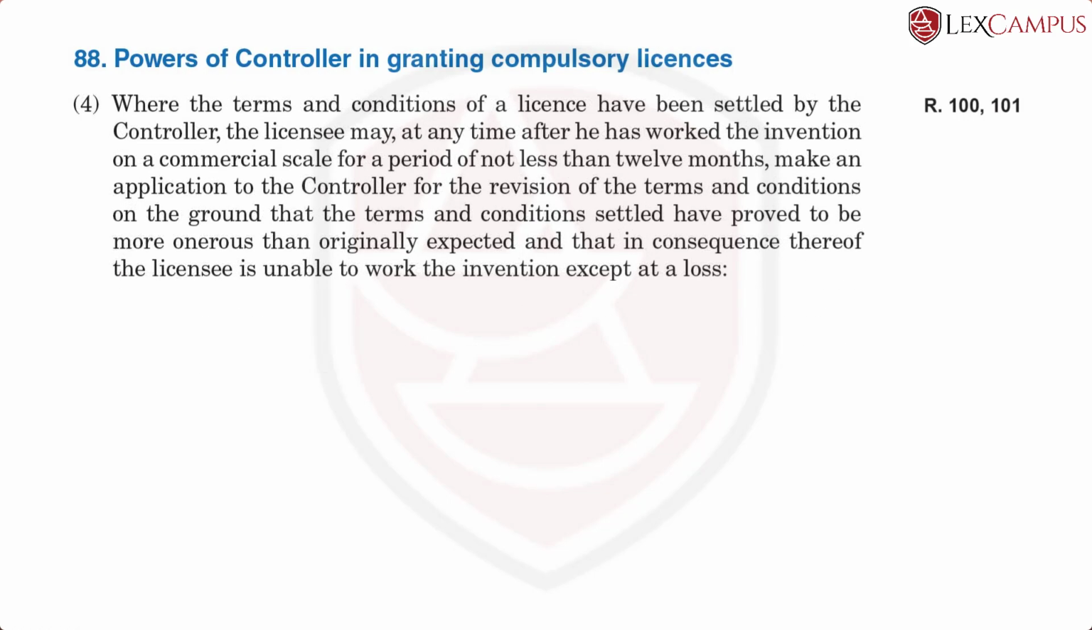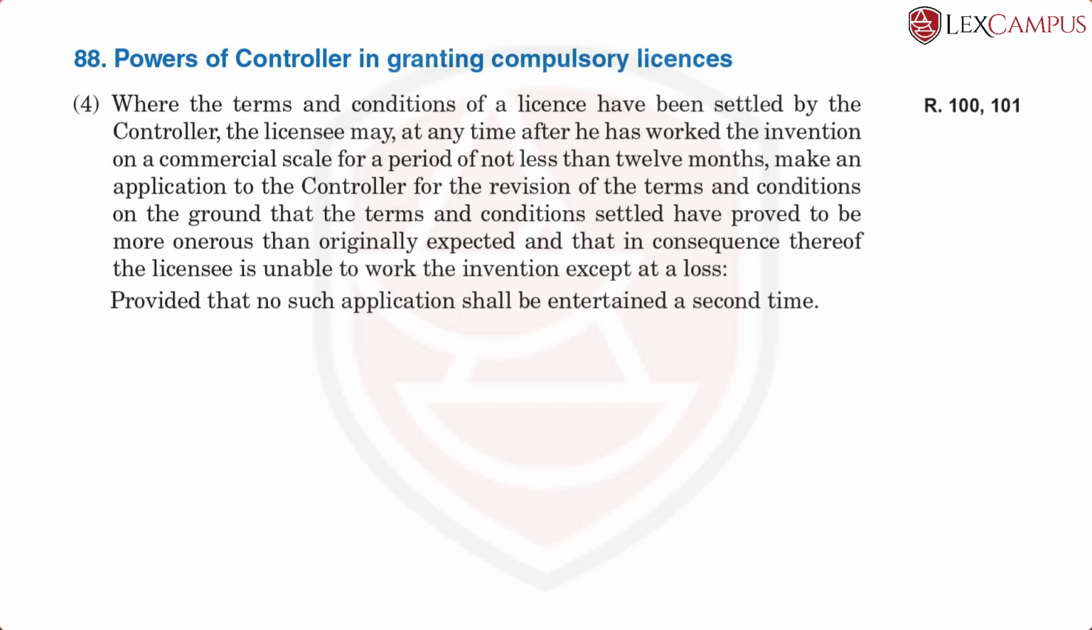4. Where the terms and conditions of the license have been settled by the controller, the licensee may at any time after he has worked the invention on a commercial scale for a period of not less than 12 months make an application to the controller for the revision of the terms and conditions on the ground that the terms and conditions settled have proved to be more onerous than originally expected, and that in consequence thereof the licensee is unable to work the invention except at a loss, provided that no such application shall be entertained a second time.